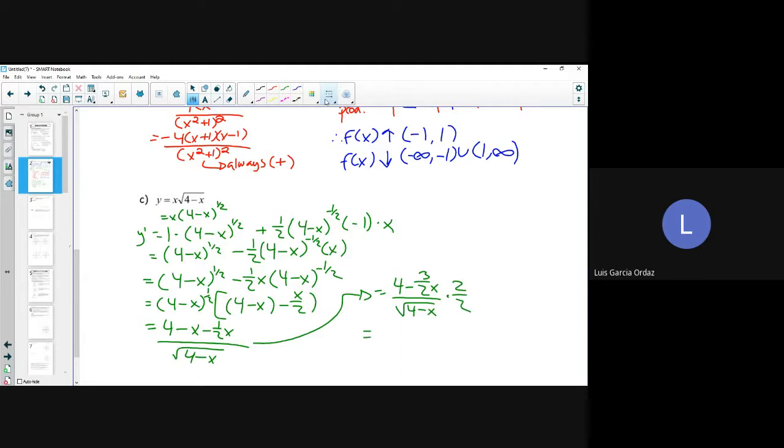which means I get 0 is equal to 8 minus 3x over 2 times the square root of 4 minus x. Remember, my roots only have to do with my numerator, so I'm going to focus on 0 is equal to 8 minus 3x. 3x is equal to 8, which means x is equal to 8 over 3.